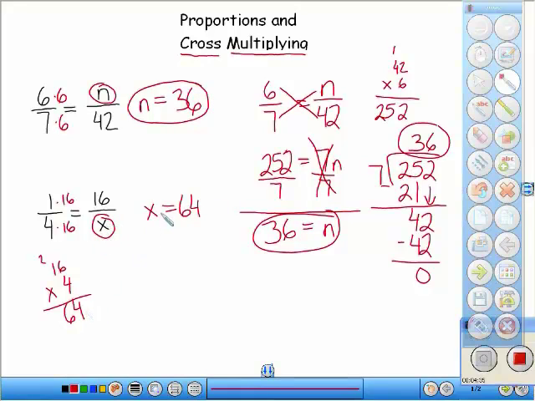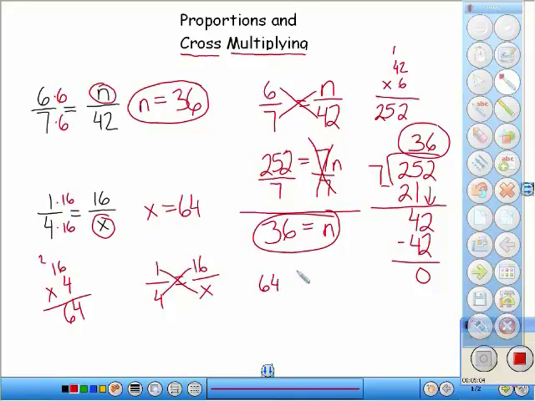Now I did it the faster way and found out that x equals 64, but I could also take the same problem and write it down here, 16 over x. If I did the cross products, let's see what we would get. Well, let's multiply these together. 16 times 4. 16 times 4 I know is 64.